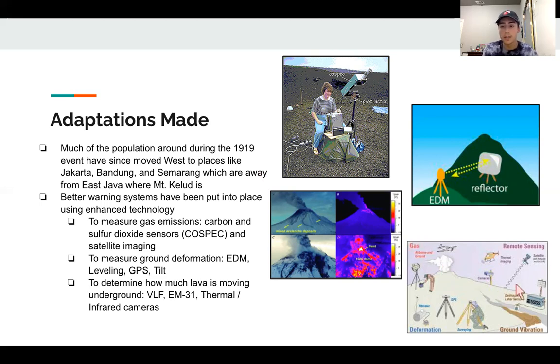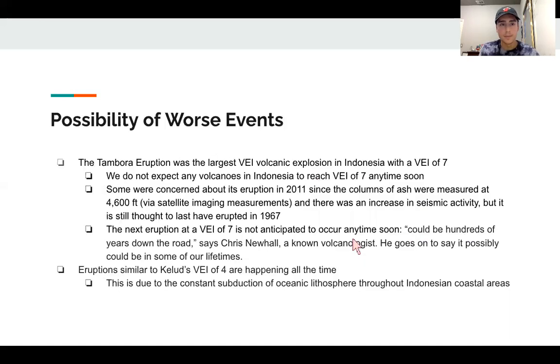And obviously there's a bunch of other tools that geologists use that are very complicated. They can measure seismic activity, kind of like earthquakes, and all that. So there's been a lot of innovation.